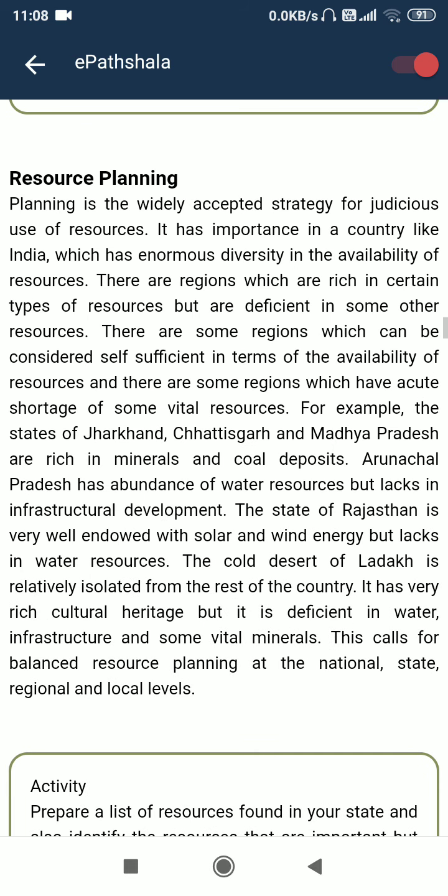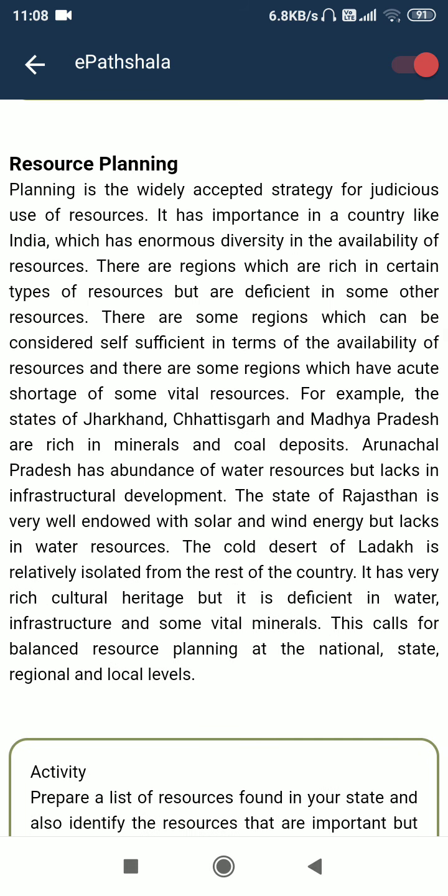Resource planning. Planning is widely accepted strategy for judicious use of resource. It has importance in a country like India, which has enormous diversity in the availability of the resource. There are regions which are rich in certain types of resource but are deficient in some other resource. There are some regions which can be considered self-sufficient in terms of availability of resource, and there are some regions which have acute shortage of some vital resource.